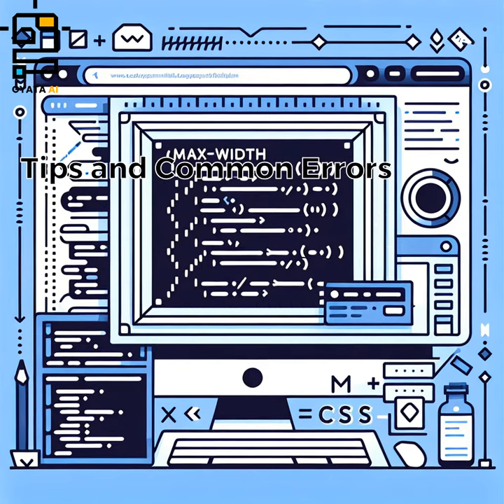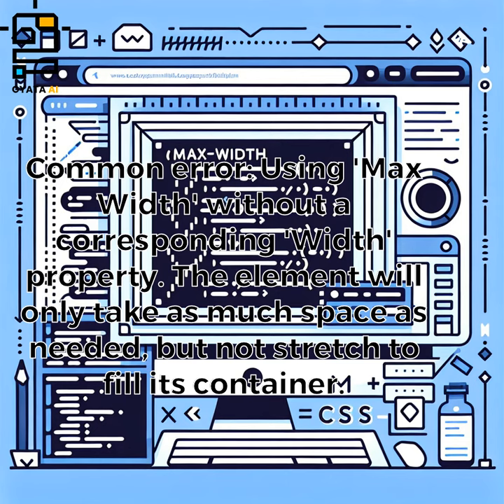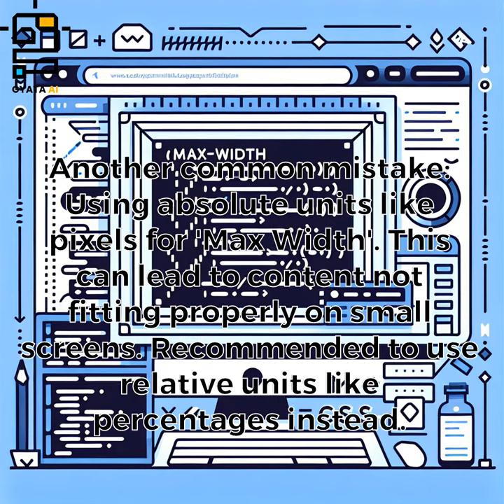Tips and common errors. Common error: using max width without a corresponding width property. The element will only take as much space as needed, but not stretch to fill its container. Another common mistake: using absolute units like pixels for max width. This can lead to content not fitting properly on small screens. It is recommended to use relative units like percentages instead.